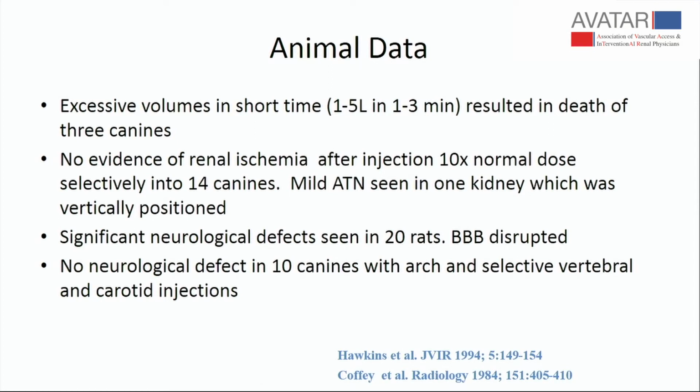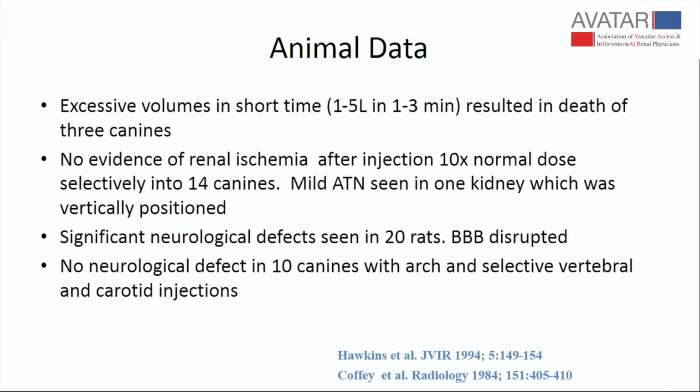So there is some animal data. In excessive volumes in very short times, 1 to 5 liters of CO2 in 1 to 3 minutes can kill an animal. That's replacing the blood volume of the animal. I don't care what you give that animal in that volume, in that time, it'll kill him, okay? There's really no evidence of specific renal excretion after injection of 10 times the normal dose selective into 14 animals. Mild ATN was seen in one of the kidneys, which was vertically positioned.